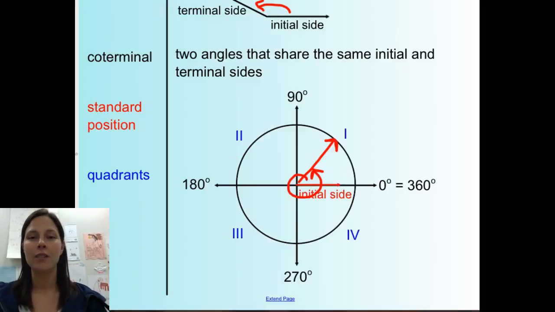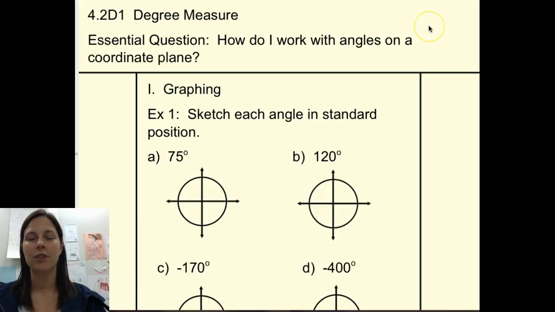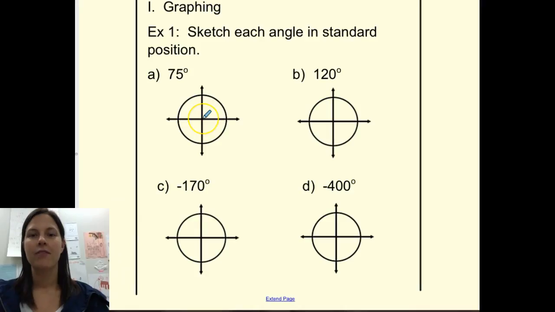And then standard position, when you're looking at an angle on a coordinate plane, is when the initial side is along the positive x-axis, and then just a reminder of the 4 quadrants of the coordinate plane as well. So our essential question today is working with angles on a coordinate plane. First thing we're going to learn how to do is sketch angles. We will always start with our angle in standard position, so the initial side is along the positive x-axis.